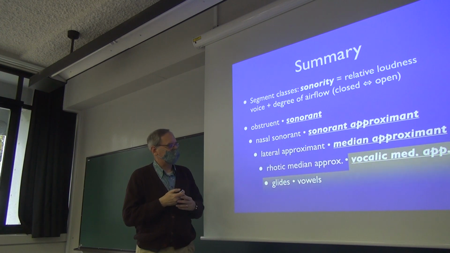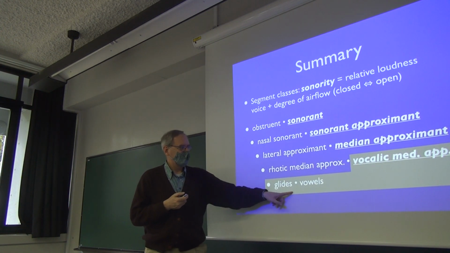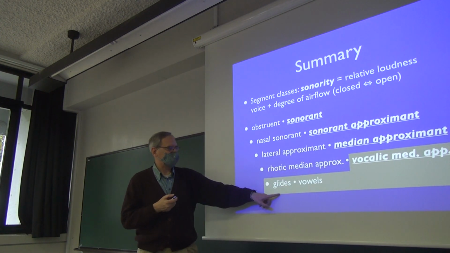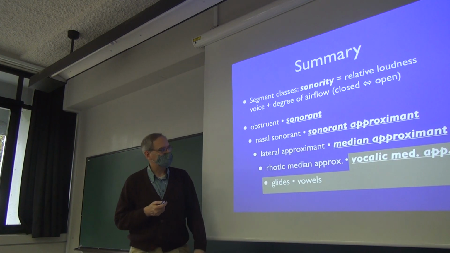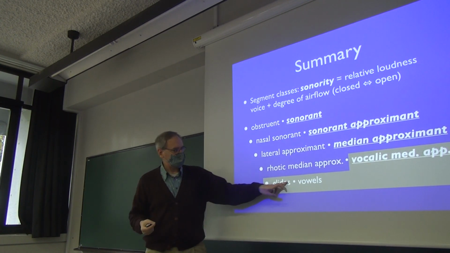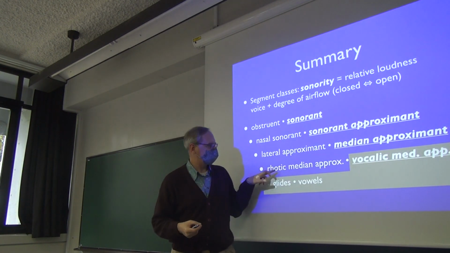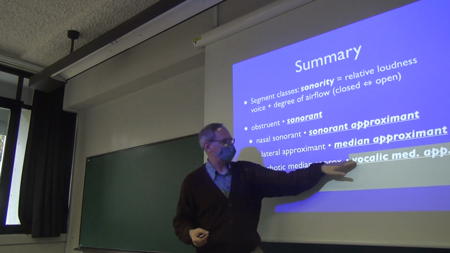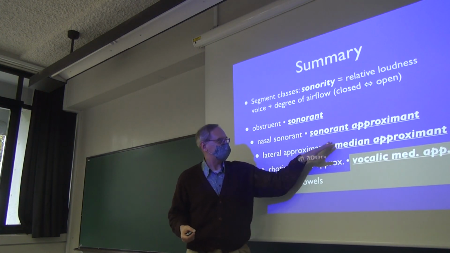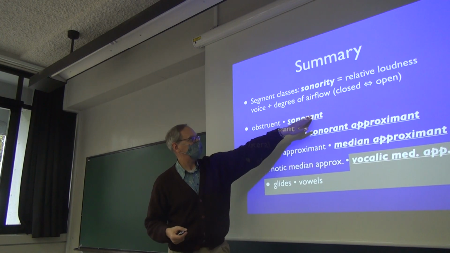Okay, I'll just finish then by, the glides and the vowels. Right? So the vocalic median approximants include the glides and the vowels. So these two belong to this one. Both of these belong to this. Both of these belong to that. Both of these belong to this and that.